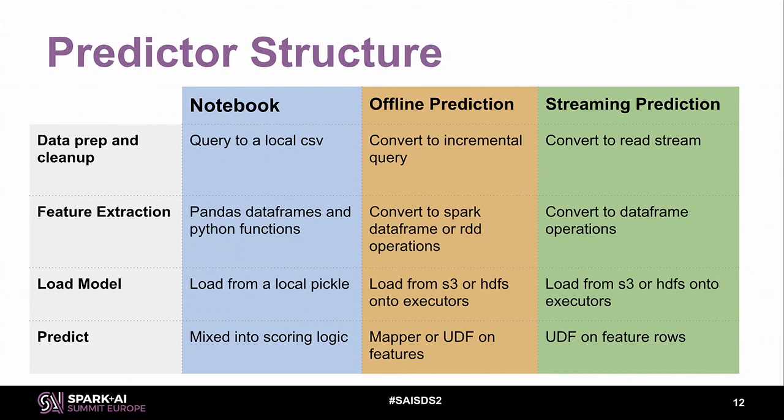Streaming is pretty similar. Convert to a read stream instead of an incremental query. We actually use our MySQL binary logs. We replicate them to Kafka, and then from Kafka, we run our prediction on row-based replicas. So every single time a new row comes with a new event description, we might run a predictor on that to come up with a category.